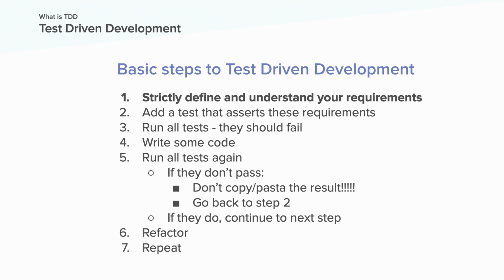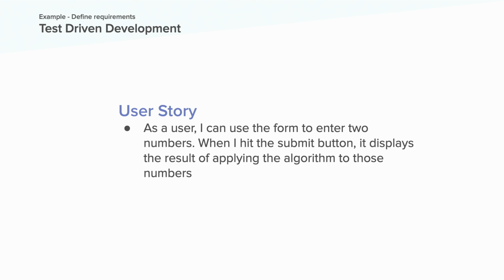You can follow the same process for any new requirement that comes in. Okay, so now we're on to an example. Let's define a feature via a user story. As a user, I can use the form to enter 2 numbers. When I hit the submit button, it displays the result of applying the algorithm of those 2 numbers.